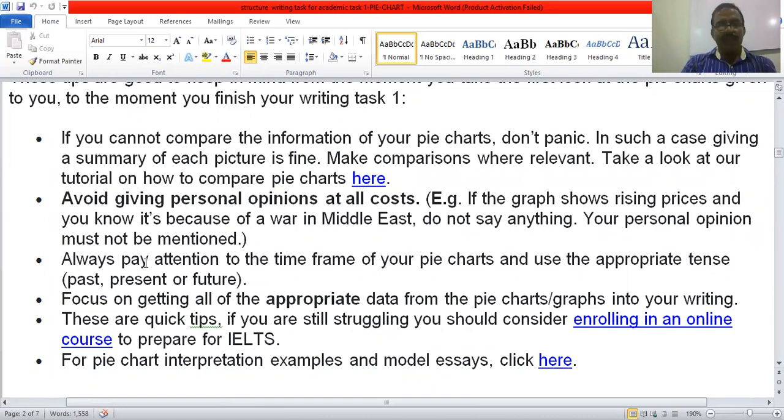Always pay attention to the time frame of your pie chart and use the appropriate tense: past, present, or future. For example, if it is 2021 now and you see that the years are written in the past, like 2010, 2005, you will choose the tense according to the picture. Focus on getting all of the appropriate data from the pie chart graphs into your writing.